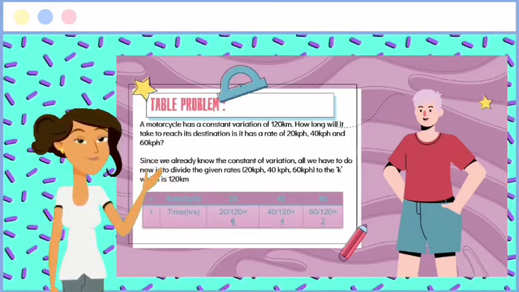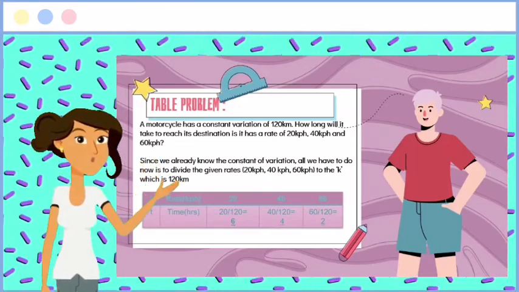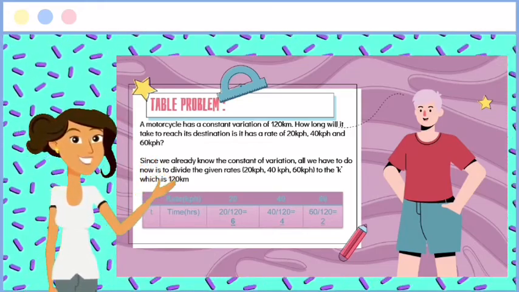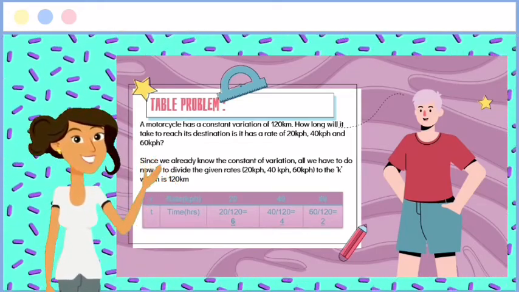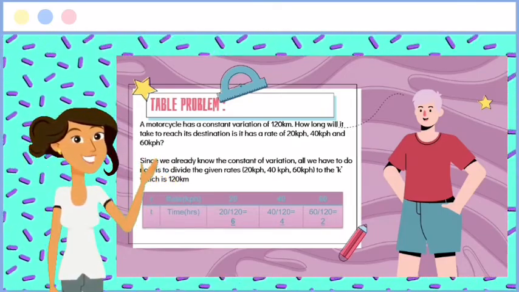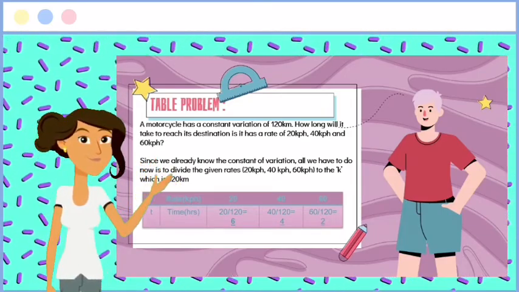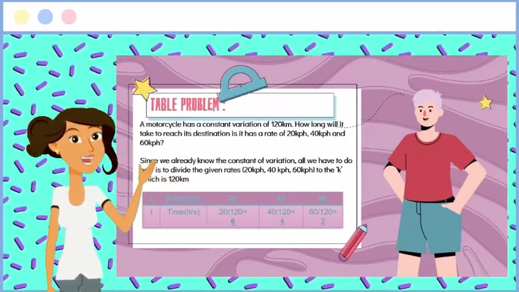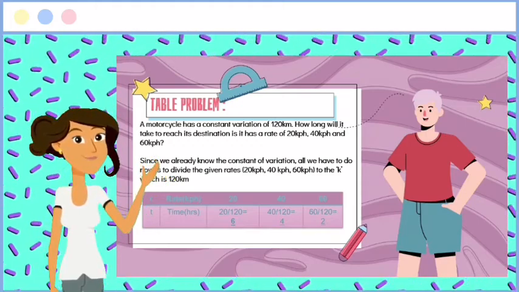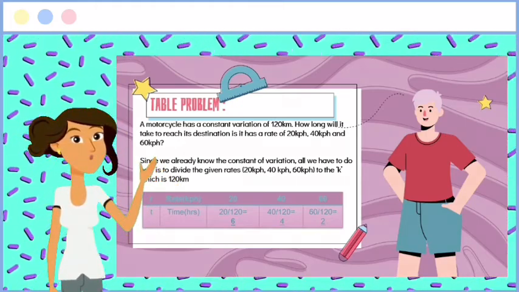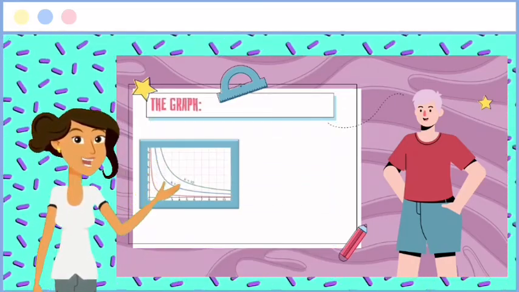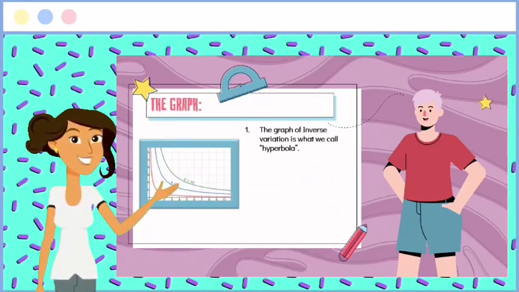So of course, since we already know the constant of variation, which is 120 km, all we have to do now is to just divide it with the given rates, which is 20, 40, and 60 km per hour. So therefore, the missing variables will be 6, 4, and 2.